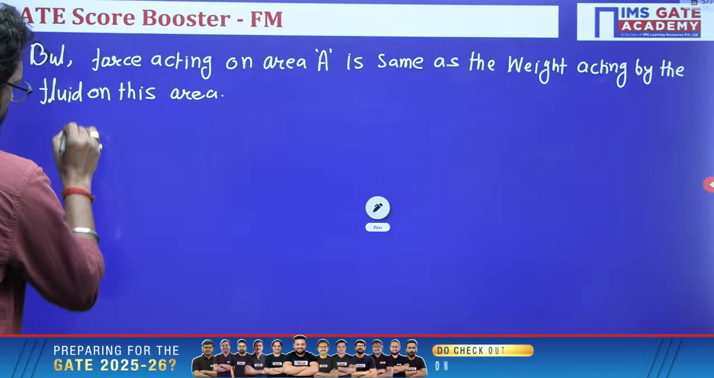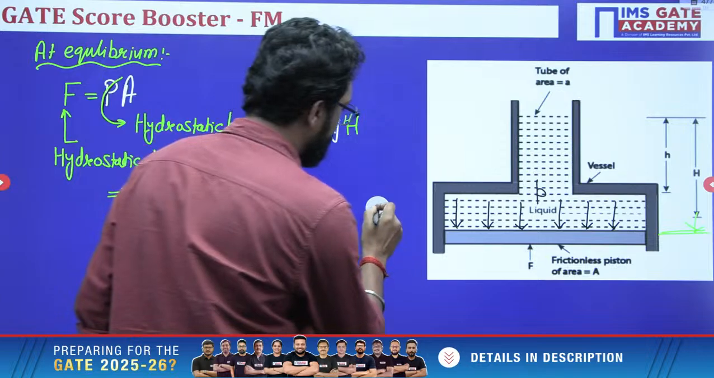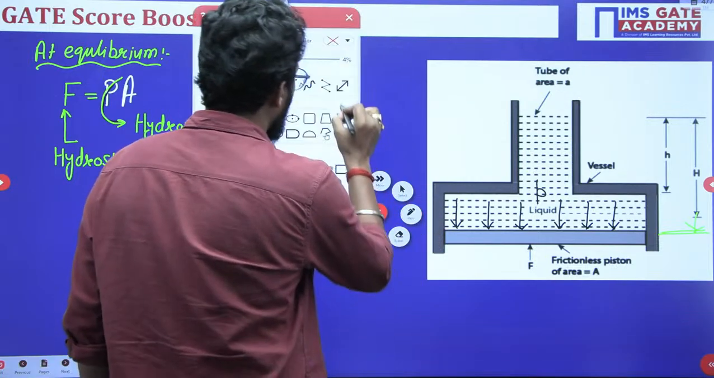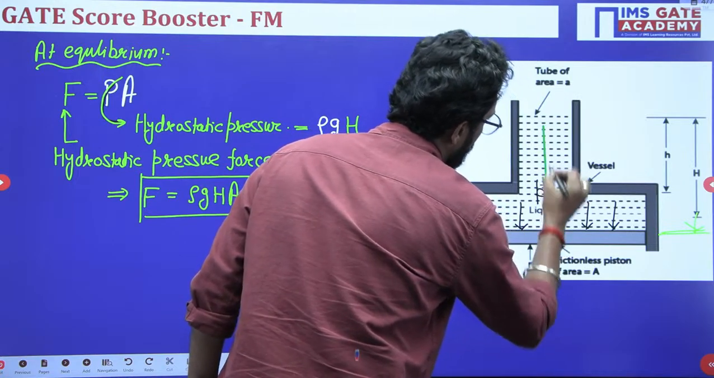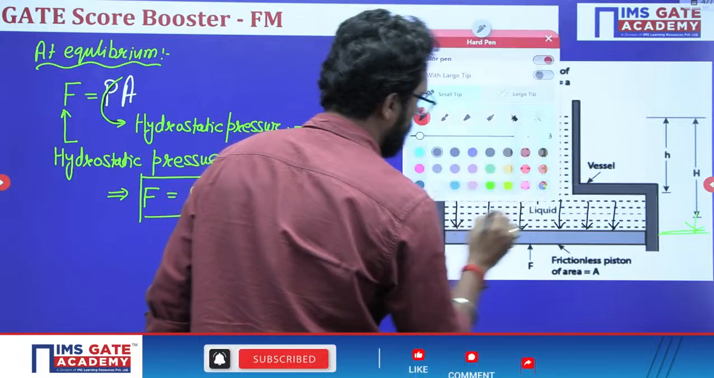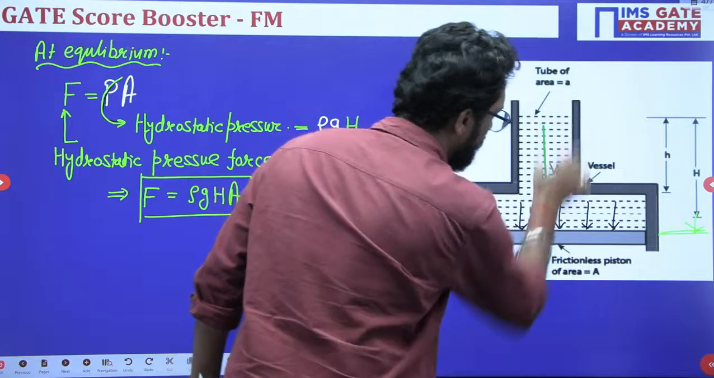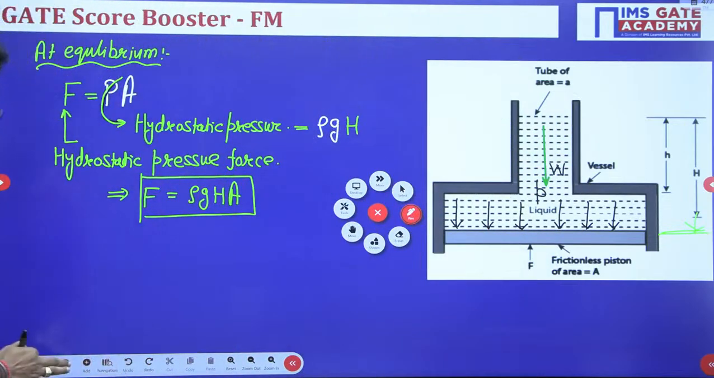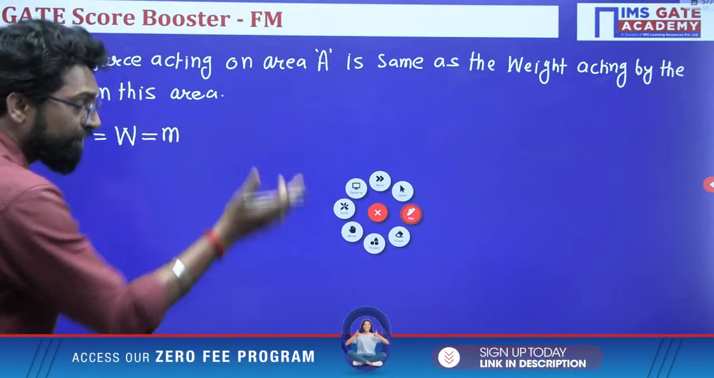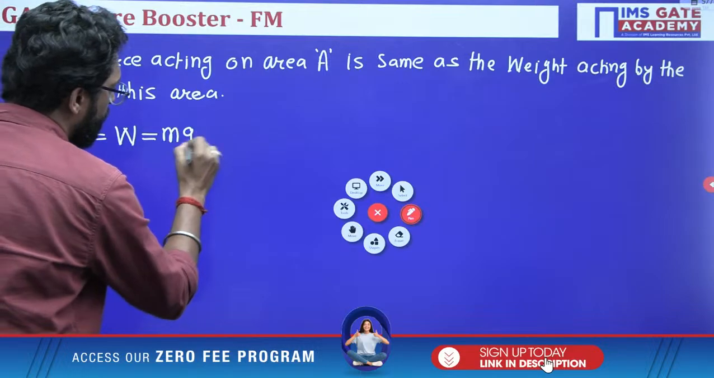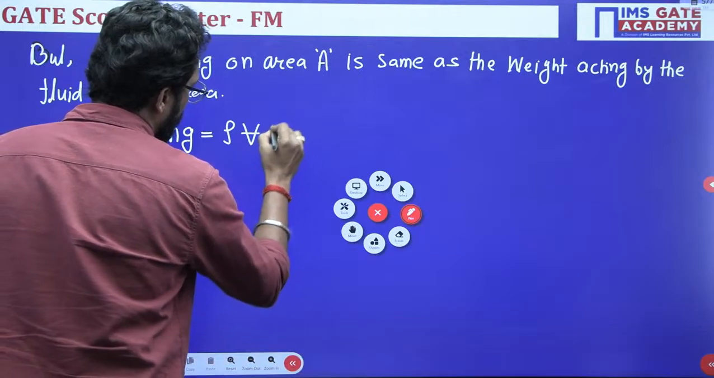So, what is the force? This force is equal to nothing, it is the weight W. This force is nothing, it is a W at equilibrium condition. So, this weight, and weight is what, beta? Mass of the fluid which is contained within this part into g. And what is the mass? Density into volume of that fluid into g.